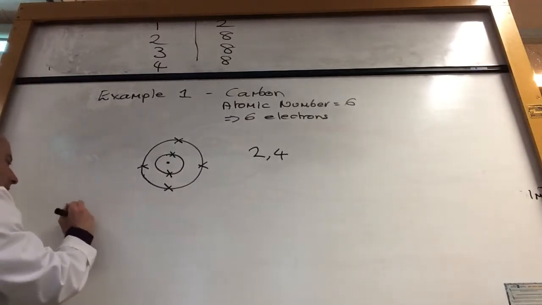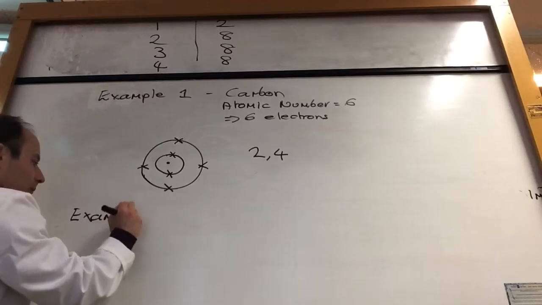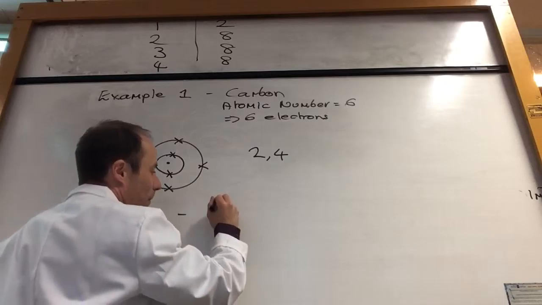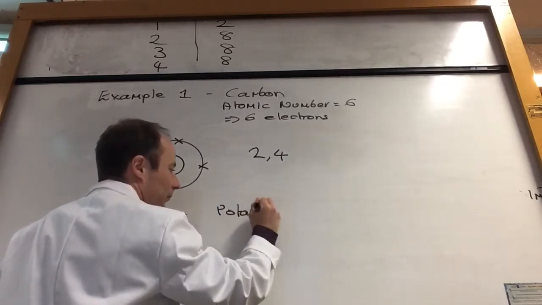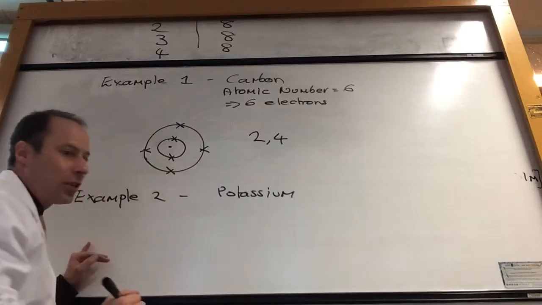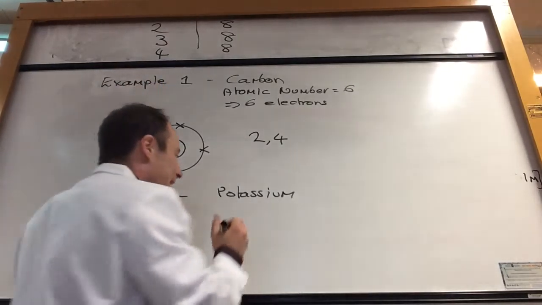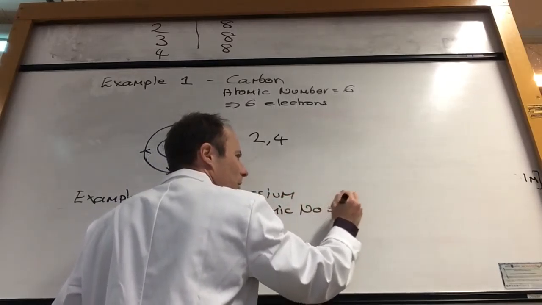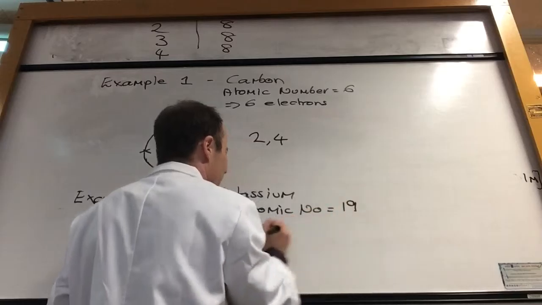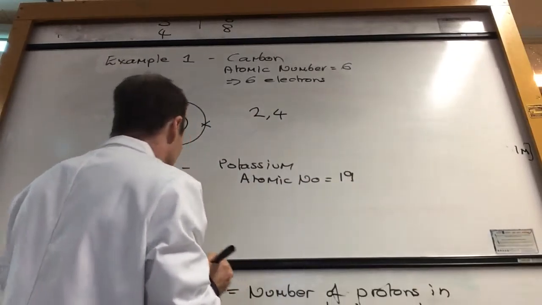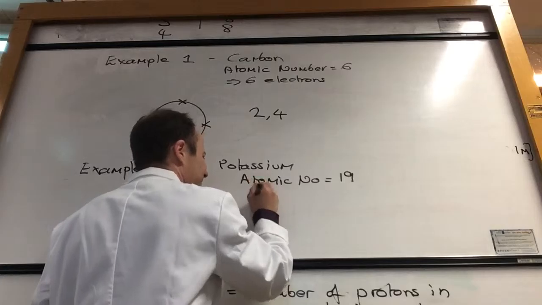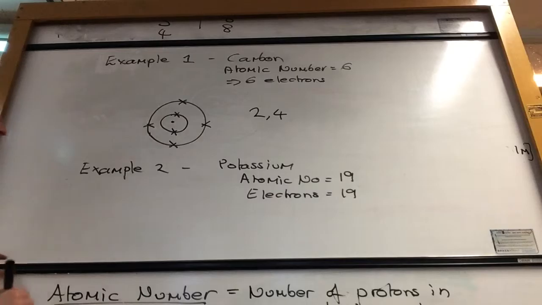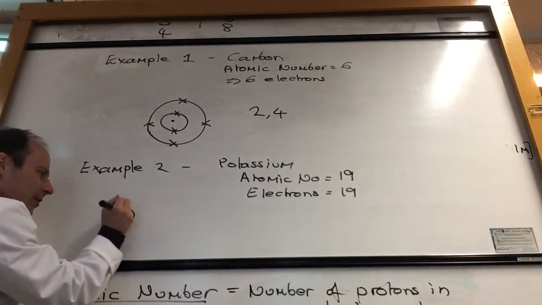So shall we do example 2? And let's go mad. Let's do potassium. I know, it's bonkers. What's the atomic number of potassium? Atomic number equals 19. So how many electrons has it got? Electrons is going to be the same, isn't it? Electrons equals 19. So, there's my little nucleus.